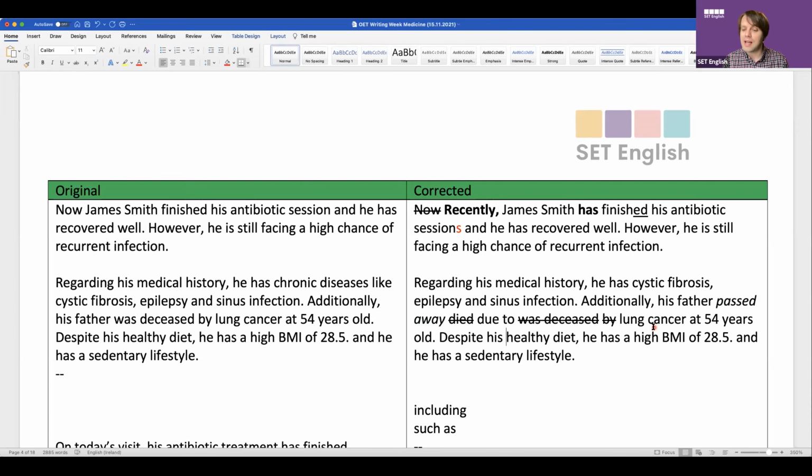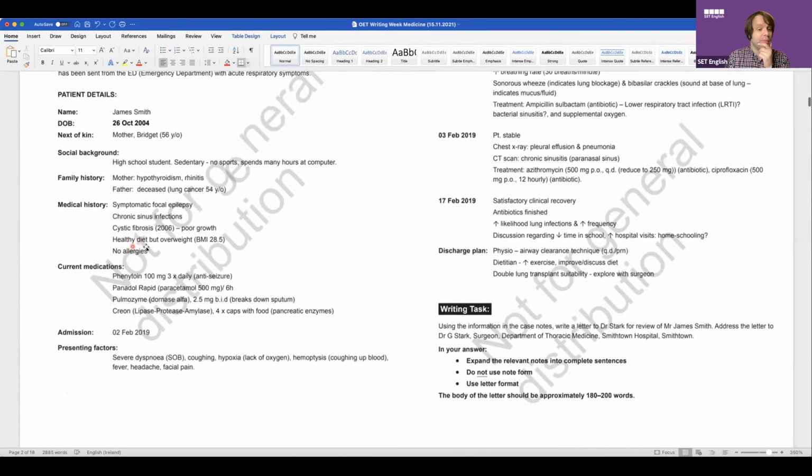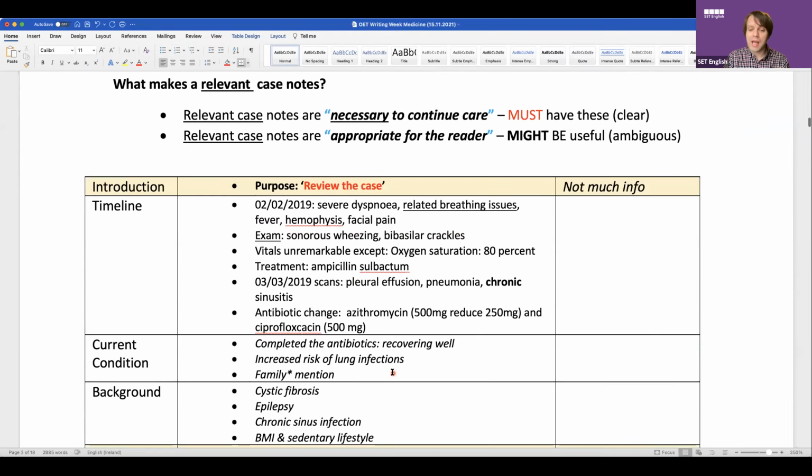Despite his healthy diet, he has a high BMI of 28.5 and has a sedentary lifestyle. Okay, what's wrong with this? We don't know anything regarding his diet. That's an interesting point. Do we know anything about the diet? On the case note, no. Do we look, guys? The diet. Yes, we do. Healthy diet. And it's important, isn't it? Because he has to assess how ready he is for a double lung transplant. Yeah, I missed it, sorry. So I think that's okay.